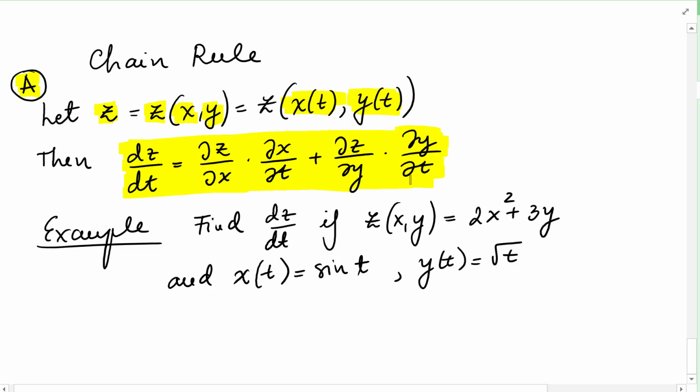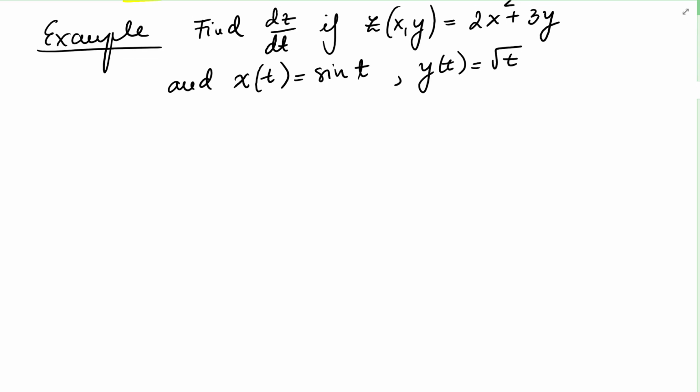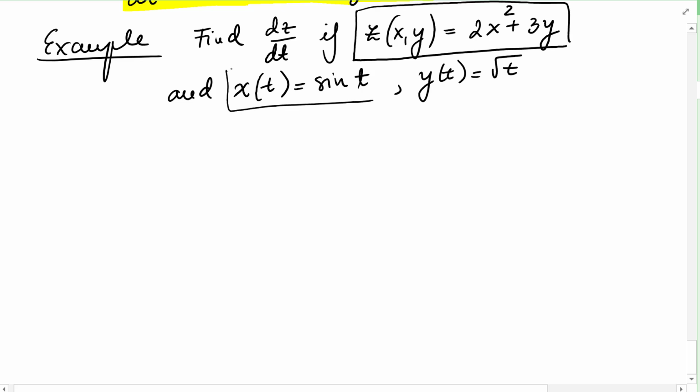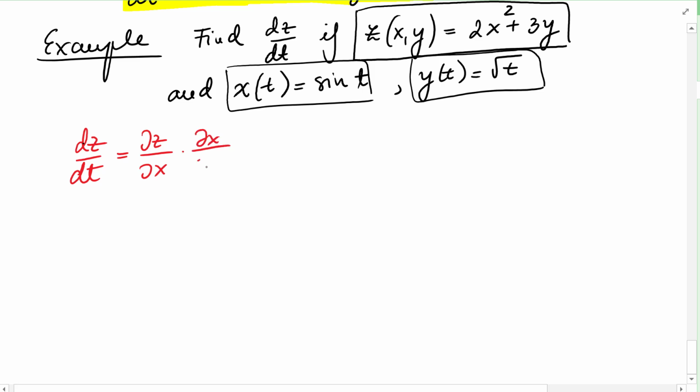So this is a formula that it's important to know when we want to differentiate a function of multivariables, and each of those variables is a function of only one variable. So let's do this example. Let's find dz/dt if z of x,y is given by 2x squared plus 3y, and x of t is sine of t, and y of t is square root of t. So let's write the formula first. So dz/dt is equal to dz/dx times dx/dt plus dz/dy times dy/dt.